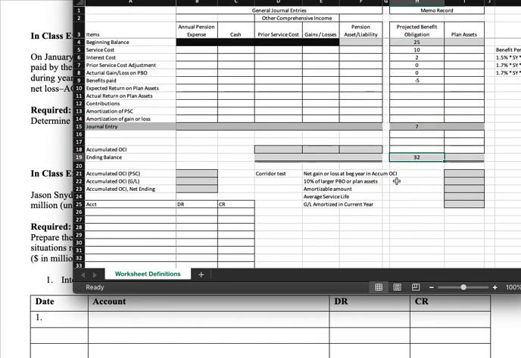So when we're calculating the PBO, there's 5 things we have to take into account. The service cost, the interest cost. If there's a prior service cost adjustment, in other words, did our actuary change our benefit percentage? Is there any additional actuarial gain or loss? Did our actuary change the service years or the final salary? And then what was our benefits paid out of the plan?